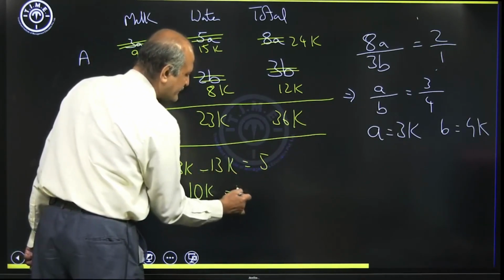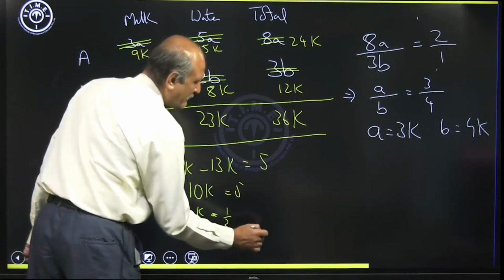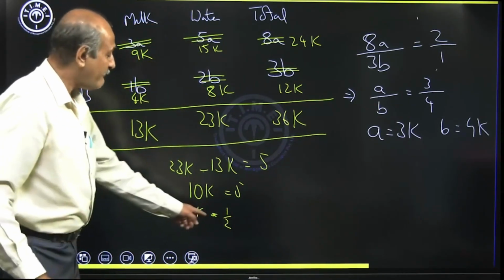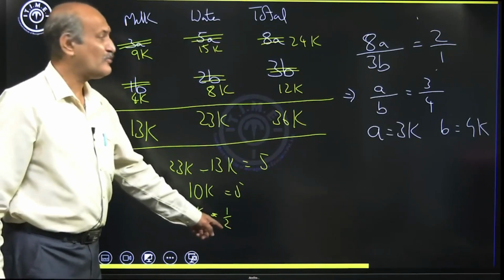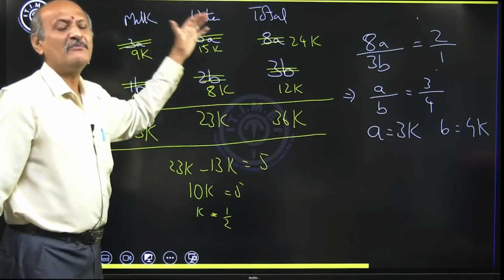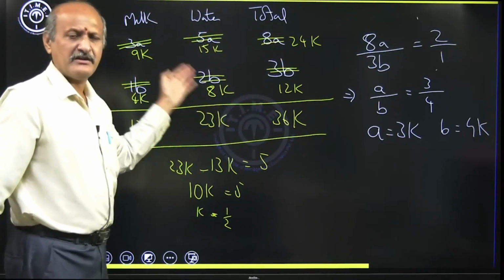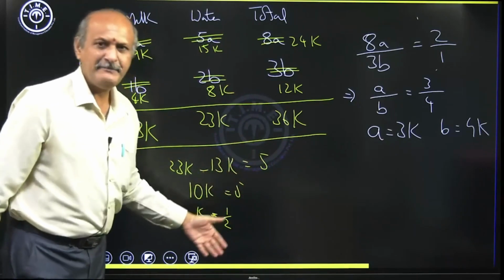So 10K is 5, which implies K is equal to 5 by 10, that is equal to 1 by 2. When the value of K is equal to 1 by 2, we can calculate how much milk is present and how much water is present in each of these solutions, or any other related question asked here can easily be answered.